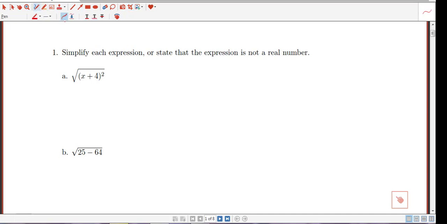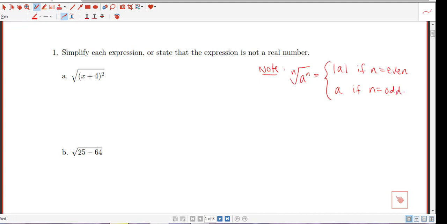So first thing first, what you need to know is this. Please note that the nth root of a to the n gives you the absolute value of a if n is an even number, such as 2, 4, 6, and so forth. And it's just going to be a little a if n is an odd number.